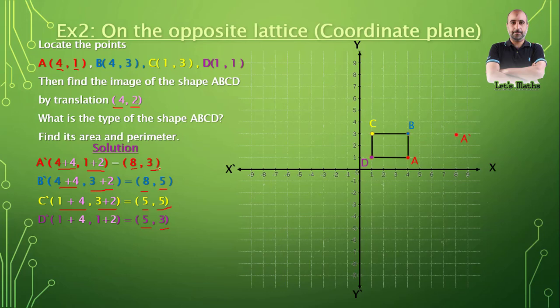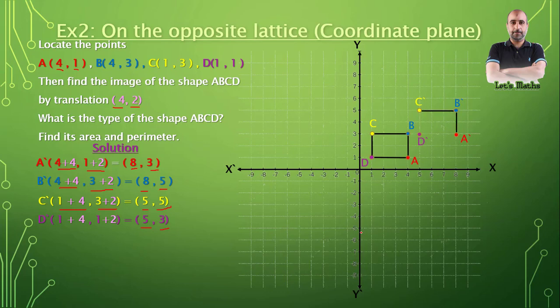A dash is (8, 3): 8 at x, 3 at y. That's where A dash is. B dash is (8, 5): 8 at x, 5 at y. That's where B dash is. C dash is (5, 5): 5 at x, 5 at y. That's where C dash is. And finally D dash is (5, 3): 5 at x, 3 at y. That's where D dash is.